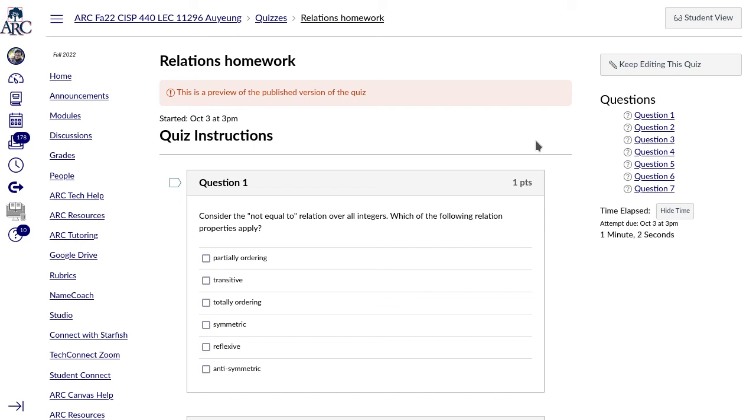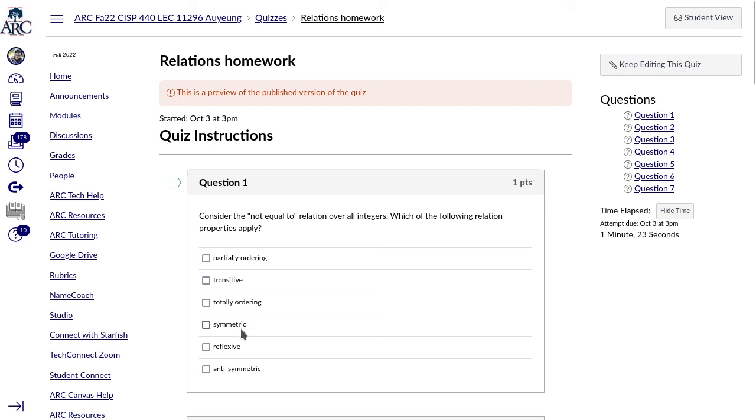So we don't want to check transitive, which also means partial order is out already because transitive is one of the properties that you need in order for a relation to be partially ordered. So we know the first two, and the third one is even easier because if it's not partially ordered, it cannot be totally ordered. So the first three are gone completely.